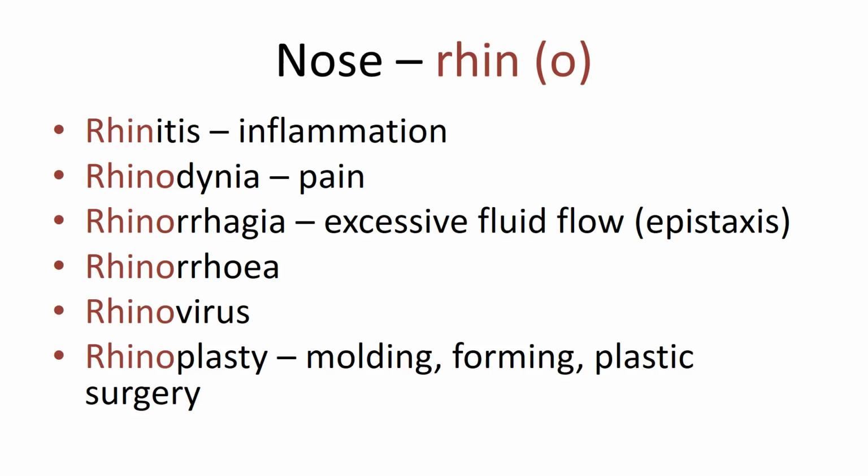Rhinoplasty. Now, plasty refers to moulding or forming, but plasty usually is used in the context of plastic surgery. So rhinoplasty would be plastic surgery to the nose. This could be done after disease, or after trauma, and it's also done for cosmetic reasons when people don't like the shape of their nose. That can be a rhinoplasty. So rhine or rhino, also pertaining to the nose.